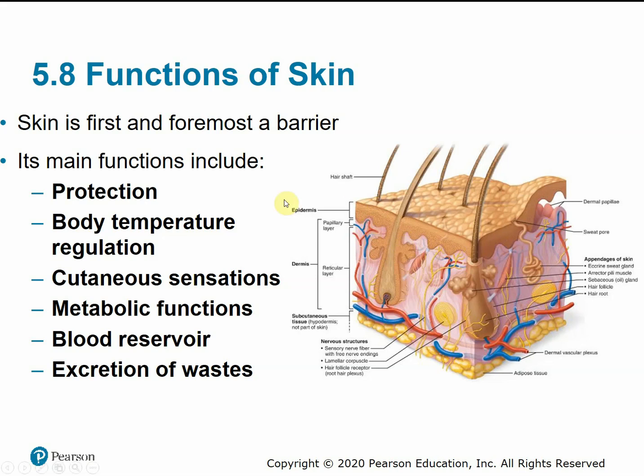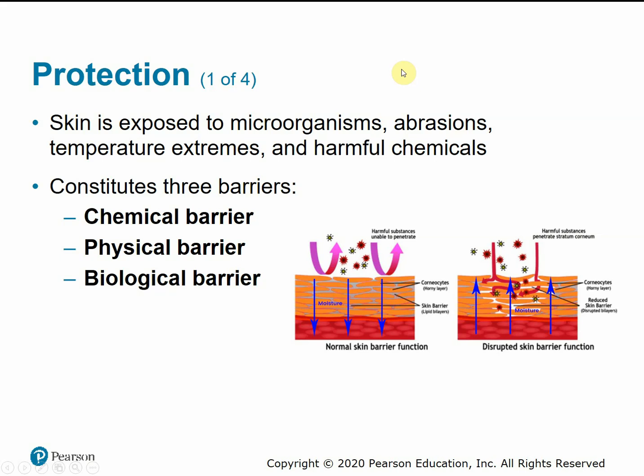The main functions of skin include protection, body temperature regulation, cutaneous sensation, so sense of touch, metabolic functions like vitamin D production, a blood reservoir, so we can store some excess blood and fluids in our skin, as well as excretion of waste. Sweat does excrete some waste products as well. The skin is constantly exposed to the environment, right? That stratum corneum layer on the surface is constantly exposed to microbes, abrasions, different temperature extremes, or harmful chemicals.